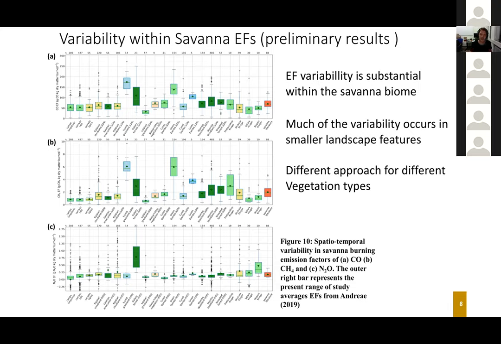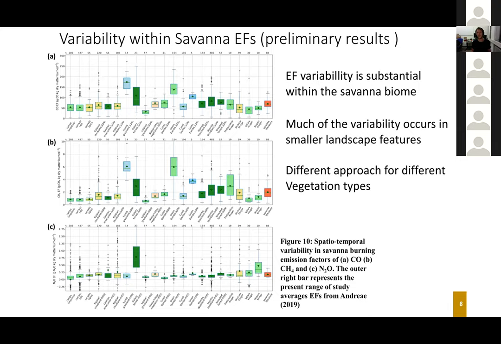There's not a lot of measurements about that so far. On the right side, you see the orange bar that represents the biome averaged emission factors as represented in savanna literature. Also, if they mention it, we separated them out for fire averaged emission factors. What I want to say with this graph is that the emission factor variability is substantial within the savanna biome.